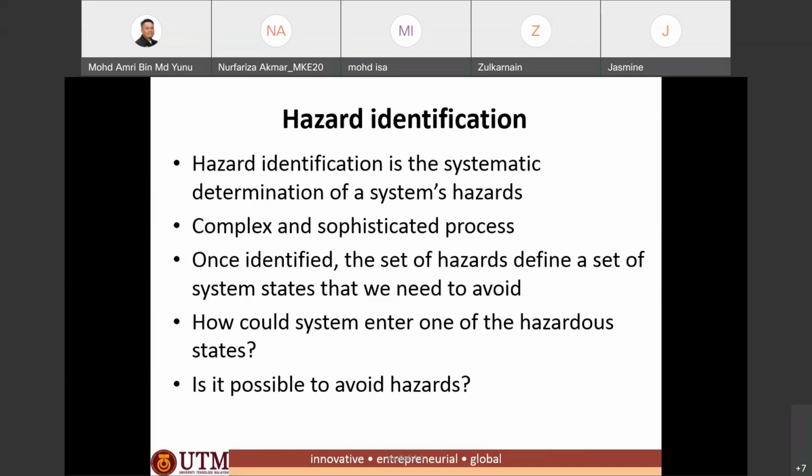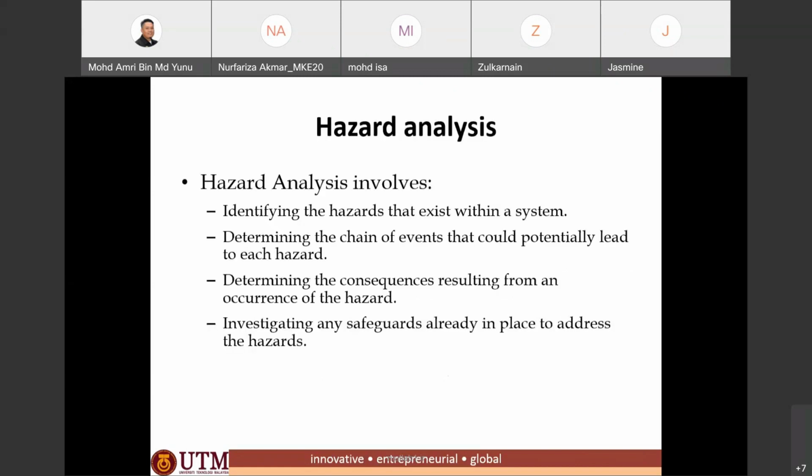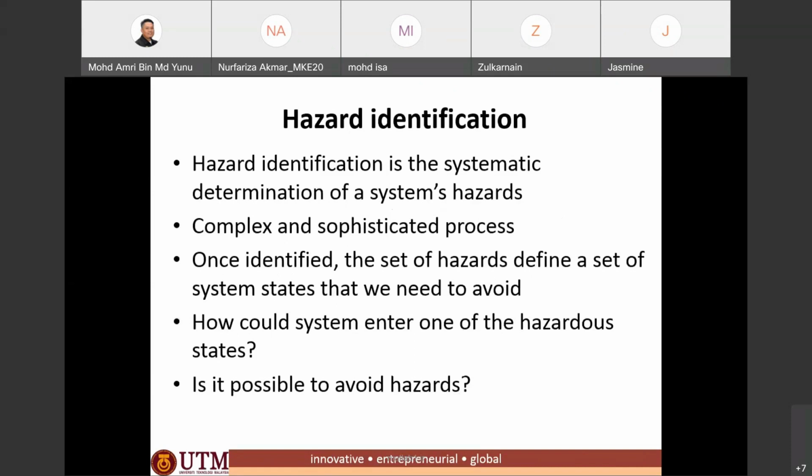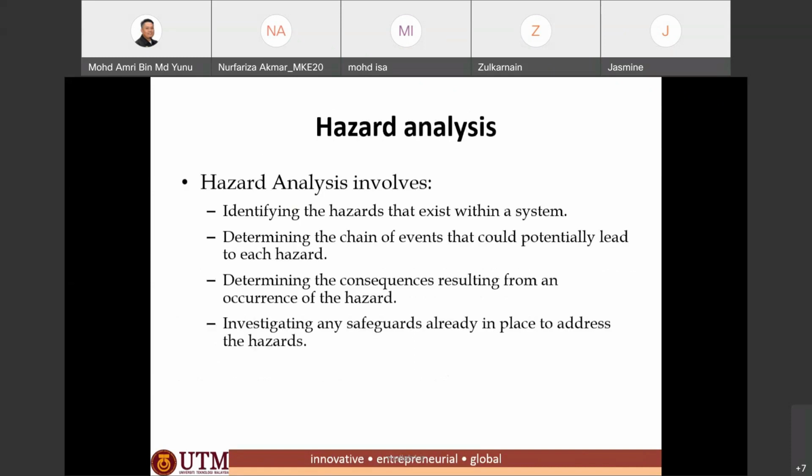So basically we cannot have zero risk. That is impossible. But what we can do is reduce the risk level. The first method is to identify the hazard.